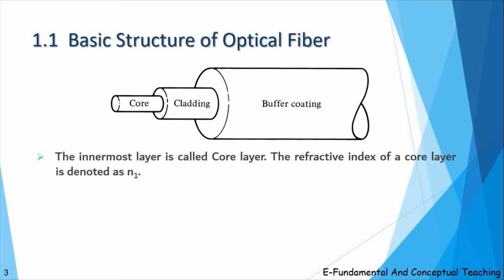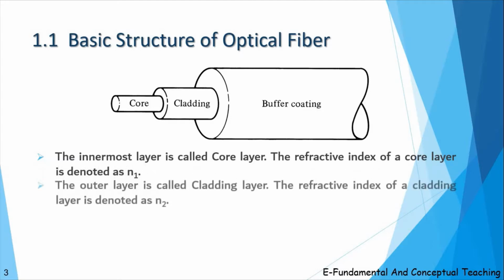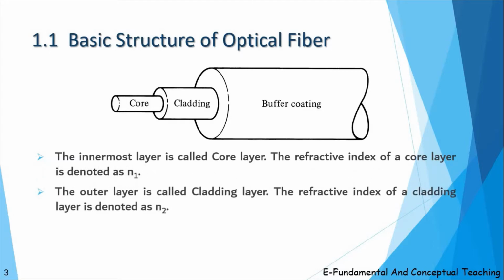The innermost layer is called core layer. The refractive index of a core layer is denoted as N1. The outer layer is called cladding layer. The refractive index of a cladding layer is denoted as N2. Generally, refractive index of a core layer is greater than that of a cladding layer. That is, N1 is greater than N2.